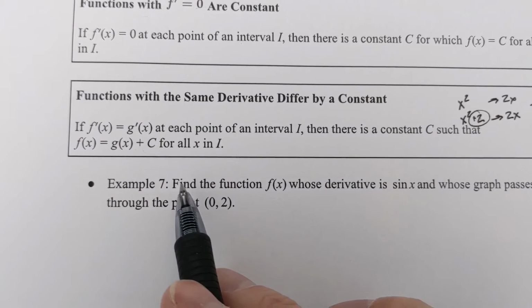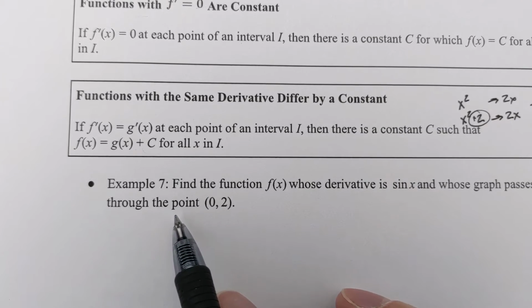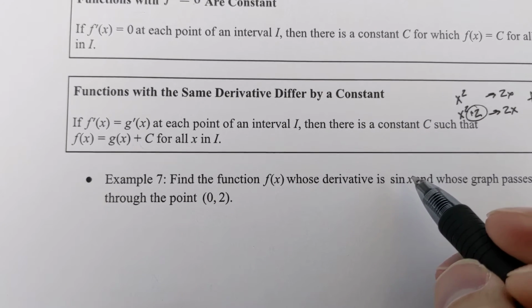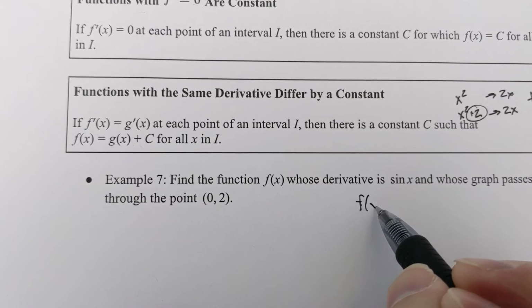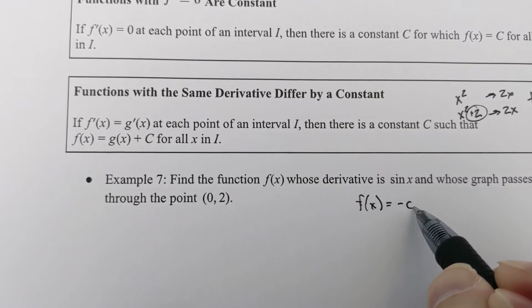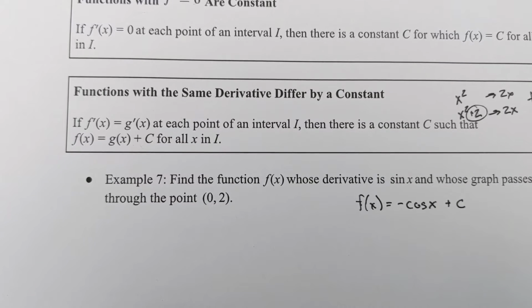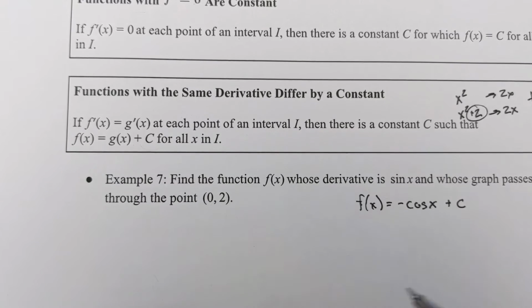Example 7 says find the function f of x whose derivative is sine and whose graph passes through the point 0, 2. We can look up what function has a derivative of sine. The function whose derivative is sine is the negative cosine. But I need to put a plus c on there because I have this initial point. The point 0, 2 gives me an x value and an f of x value, or a y value.